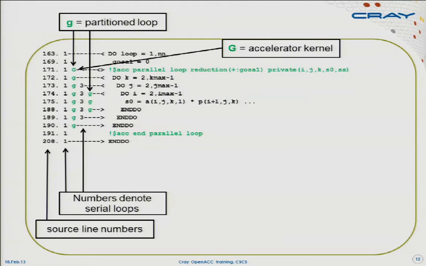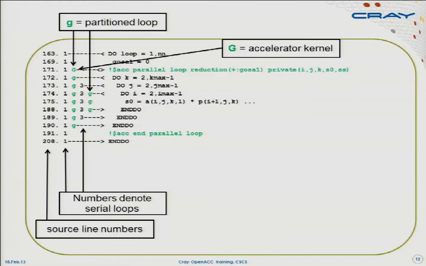Suddenly, what's appeared is these capital Gs. What does the capital G up here mean? What this means is that this region was indeed put on the GPU. Here's the source line numbers. Here's the original source. The outer loop, the iteration loop, just has a number down the side. What does that mean? It means this loop is going to be done sequentially, serially. You don't parallelize the iteration loop, obviously.